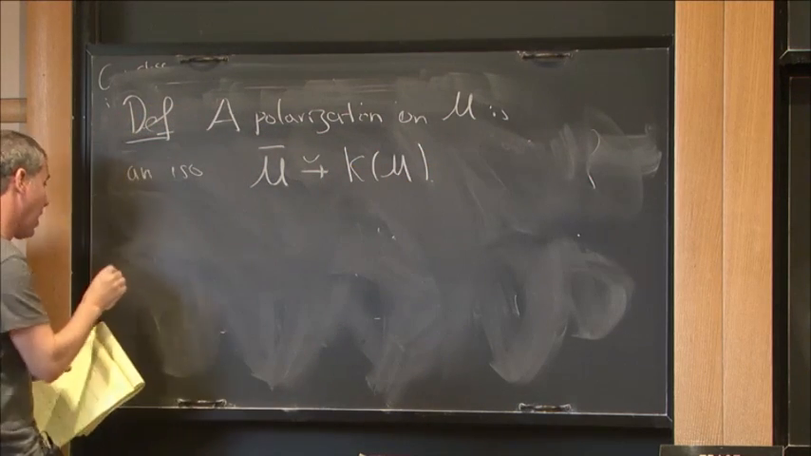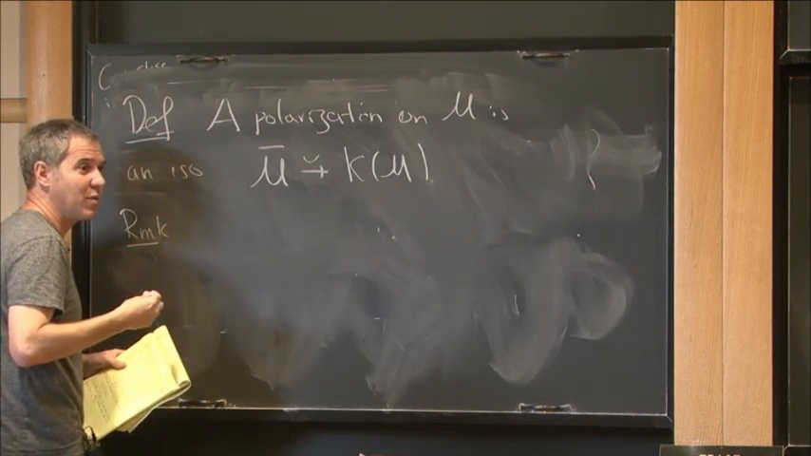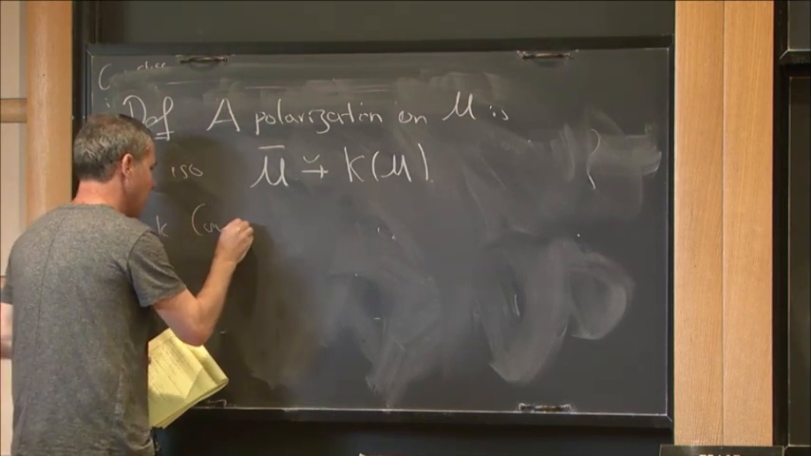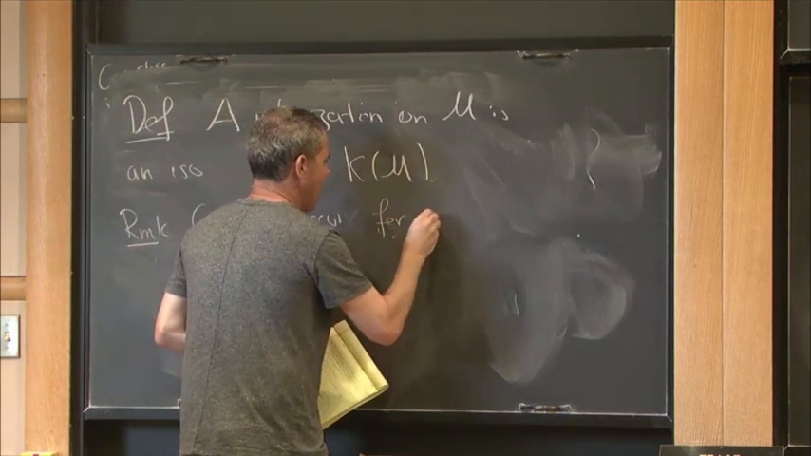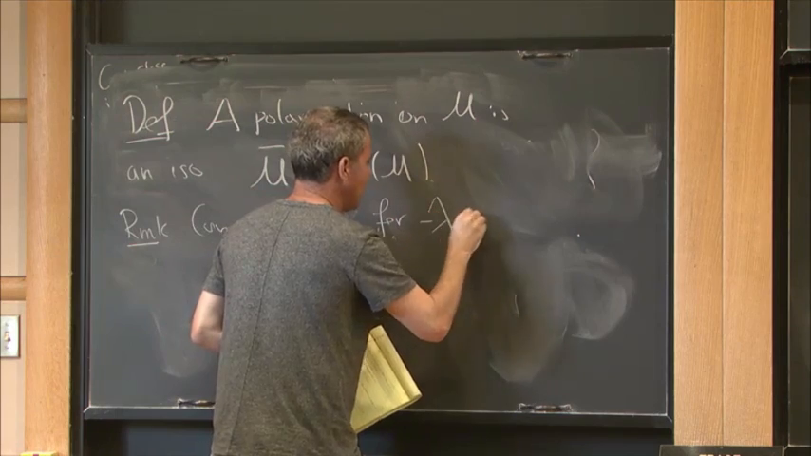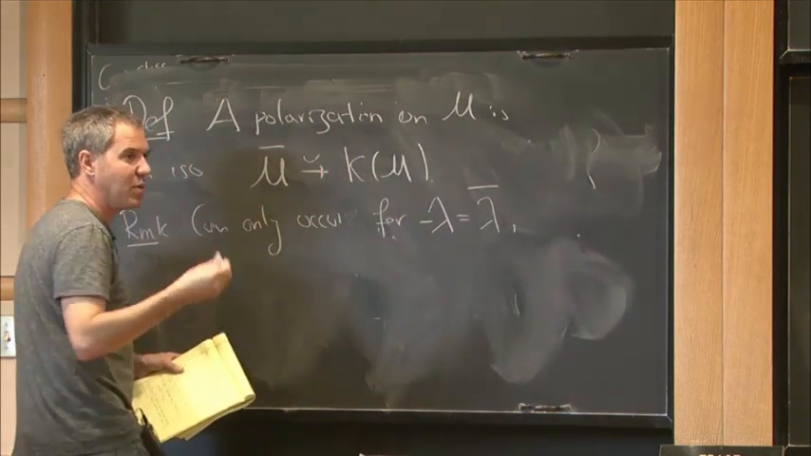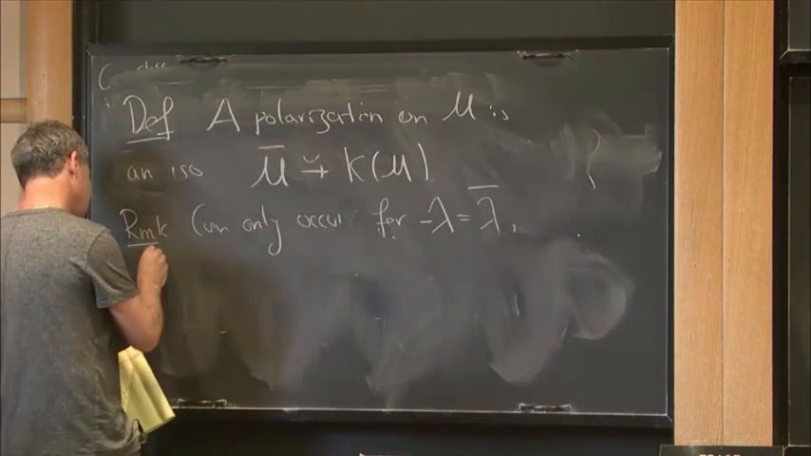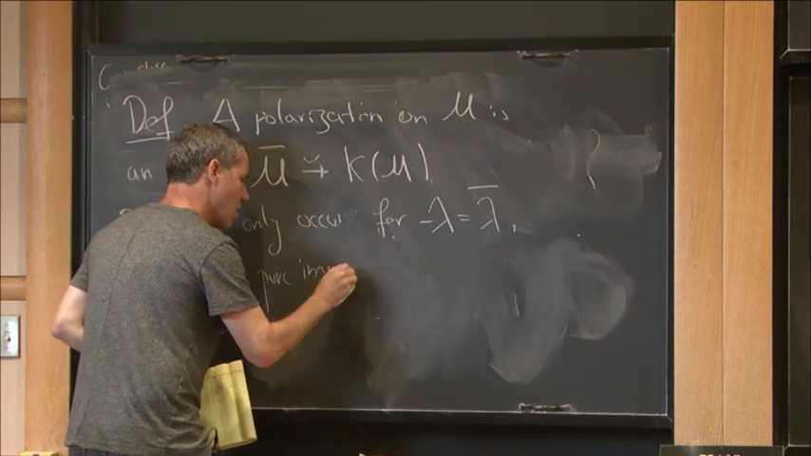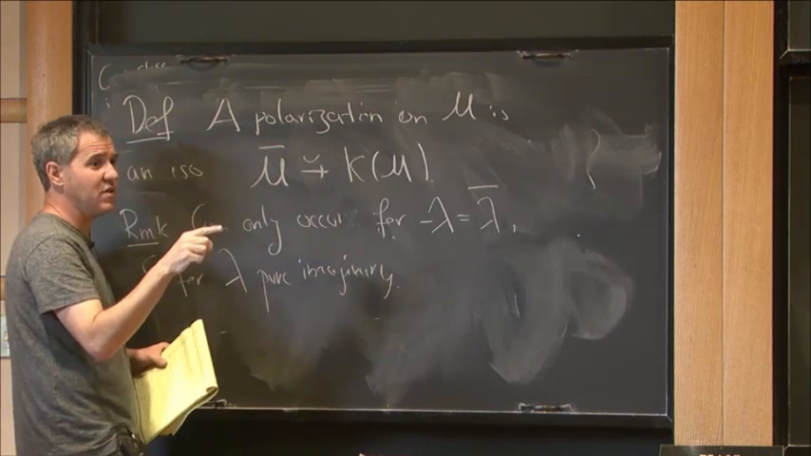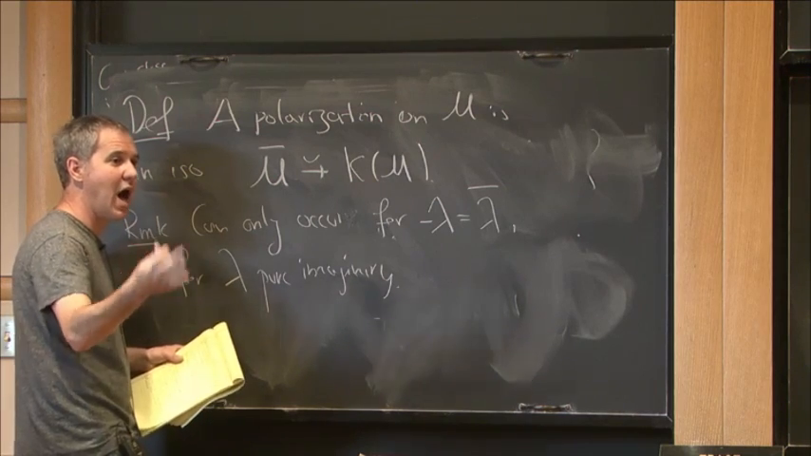And then maybe a remark: this can only happen if lambda is equal to minus lambda-bar, because otherwise it wouldn't make sense. So in other words, lambda has to be pure imaginary. So all the guys that come from the D of line bundles are pure imaginary, because they're sitting in 2 pi i times C.